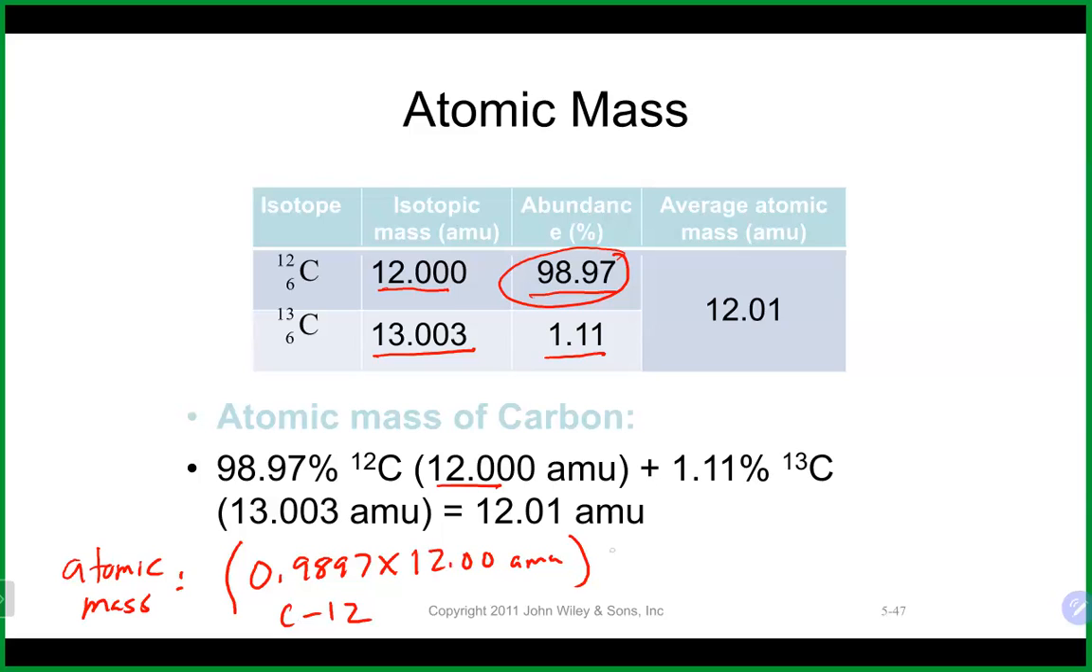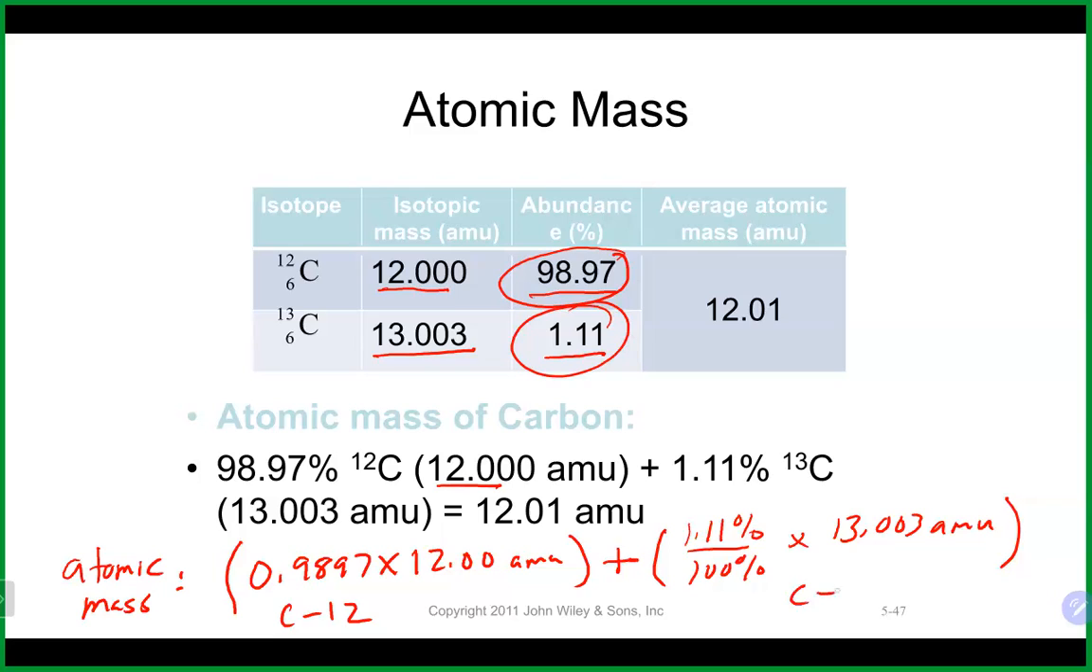The other thing that people always want to do is multiply, but it is actually adding that is the next thing you would do for the next isotope. Again, for our second isotope, that's 1.11%. You can either move the decimal or just divide 1.11% by 100, and it will do it for you. Then times it by 13.003 AMU.